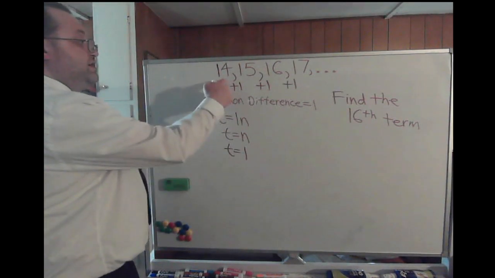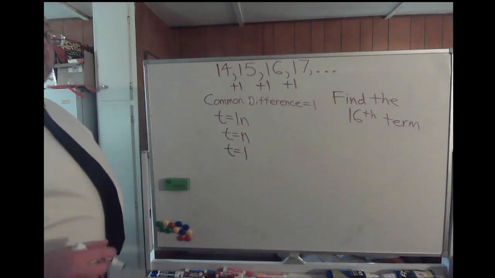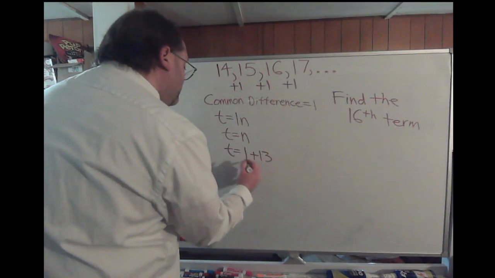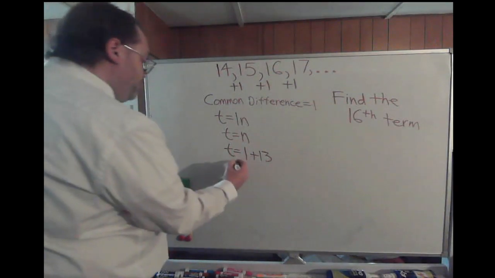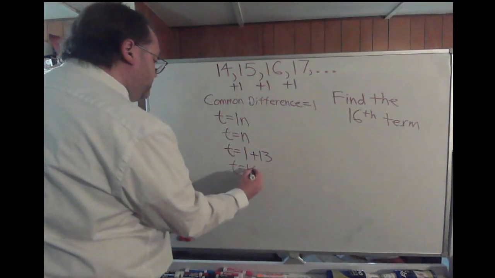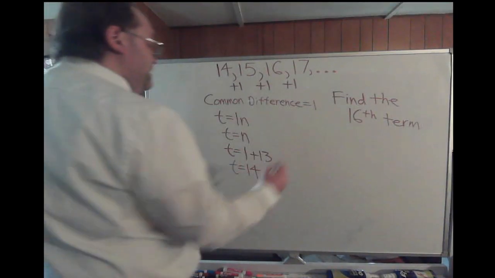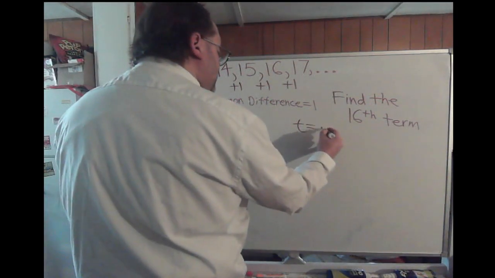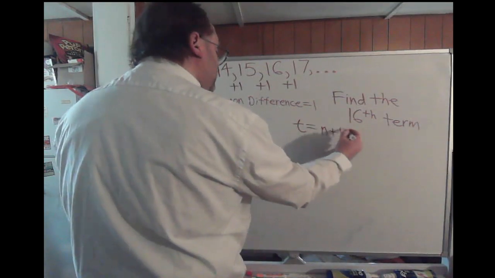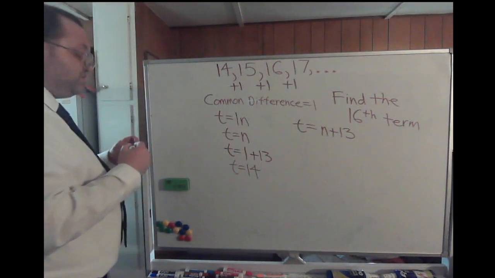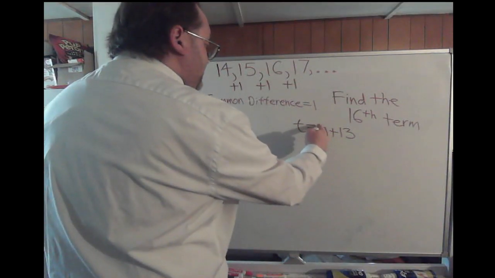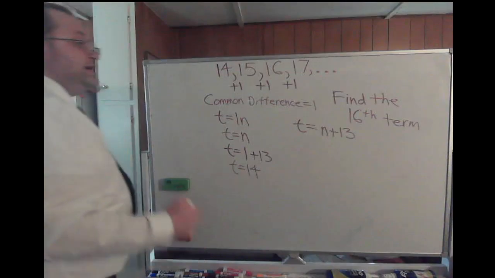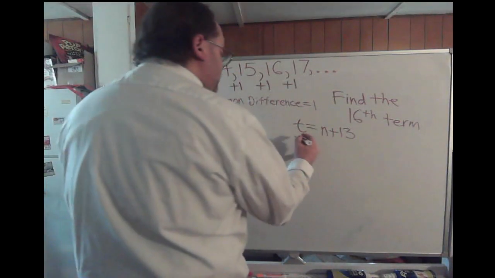Well, we need to get from 1 to 14. How do you get from 1 to 14? You've got to add 13. And of course, 1 plus 13 equals 14. So, it looks to be that to get the term you're looking for, it's going to be n plus 13. In this case, it's going to be the common difference of 1 times the number of the term you're on plus 13.